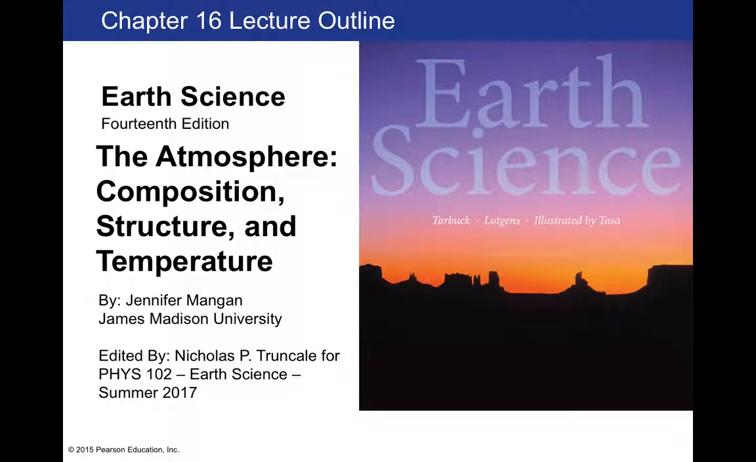This is the beginning of our last unit, Unit 3, and this unit will be devoted to the topic of meteorology and weather. So Chapter 16 is going to be all about the atmosphere, its composition, its structure, temperature, and also different heating mechanisms in the atmosphere. This chapter will be split into two as per the schedule.